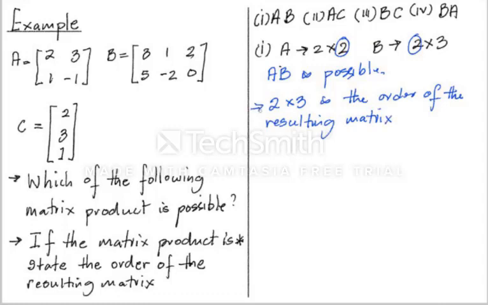All right. So how do we show that they are compatible? The number of columns in the first must be equal to the number of rows in the second, and the number of rows in the first by the number of columns in the second is the order of the resulting matrix.